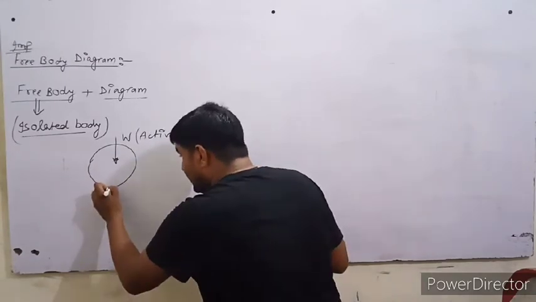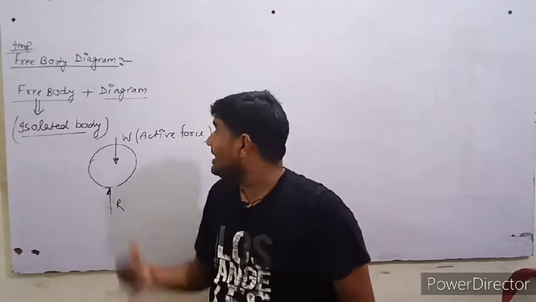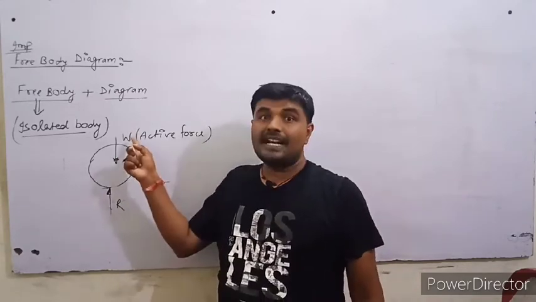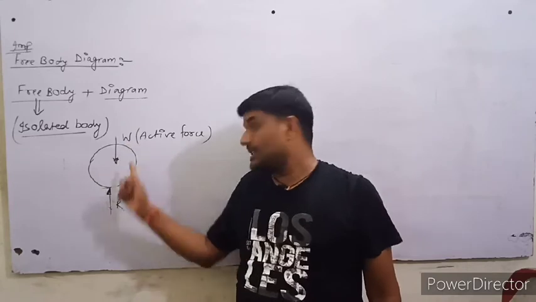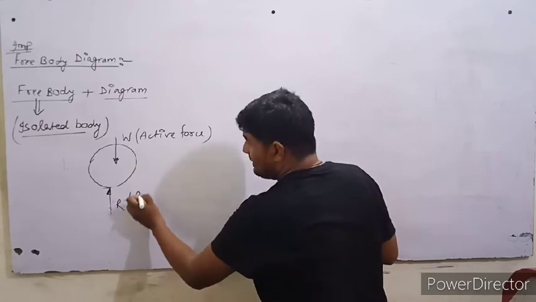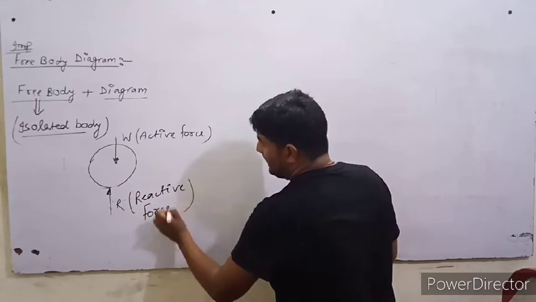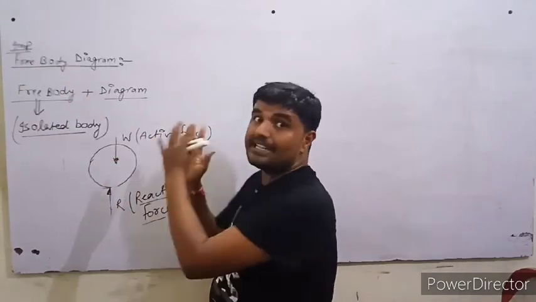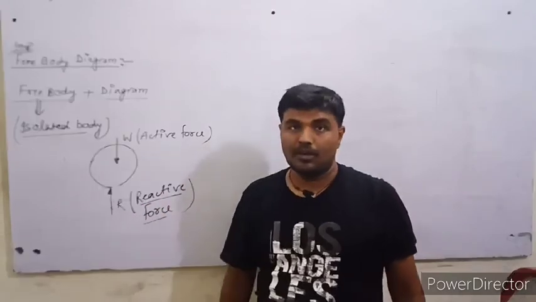there will be a reaction in the vertical upward direction, due to Newton's third law of motion. W is doing the action, and to every action there is always an equal and opposite reaction. So this is the reaction. This is the reactive force. So what I said earlier: a free body diagram is the pictorial representation of all the active and reactive forces acting on a body.